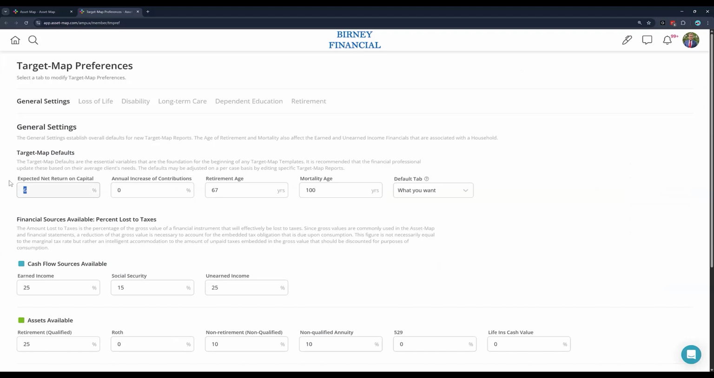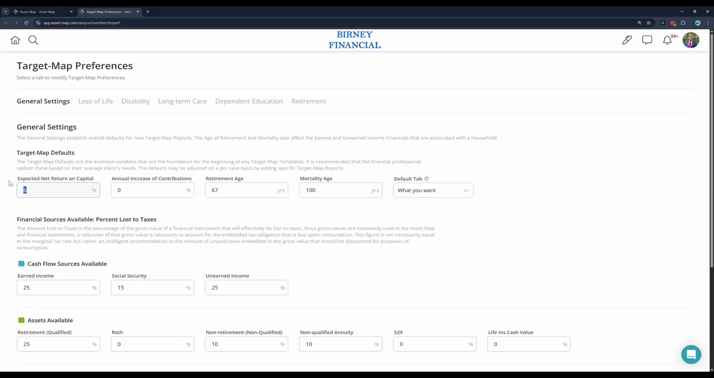What is your default expected net return on capital? I am using 6%. I think that's middle of the road. If you are a heavy equities investor, right, you're Nick Murray Jr., make that 7 or 8%. That's totally fair. Or if you're more conservative, make it 5 or 4.